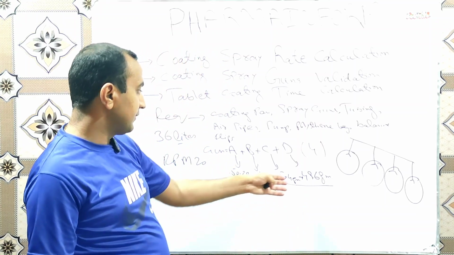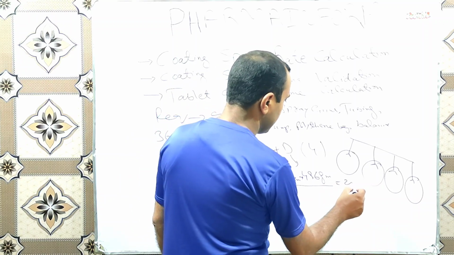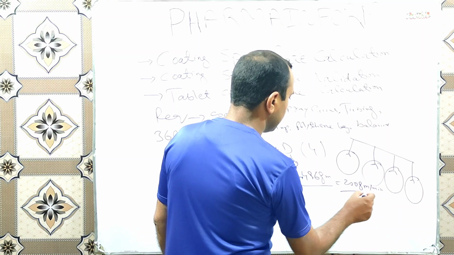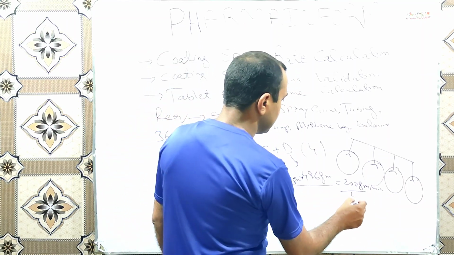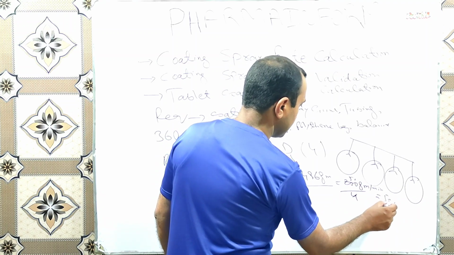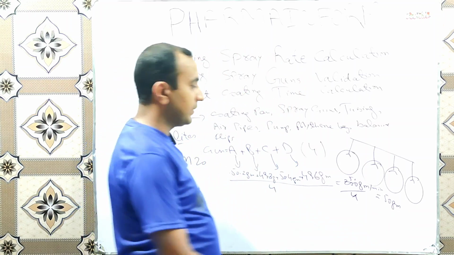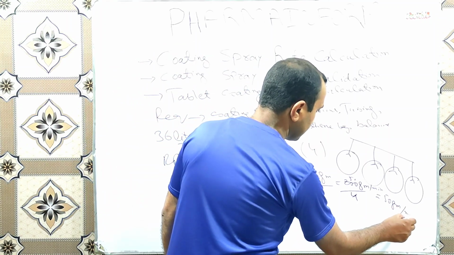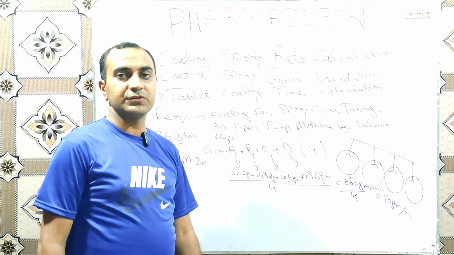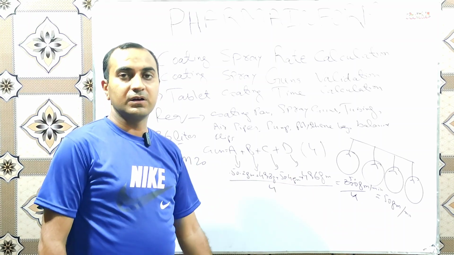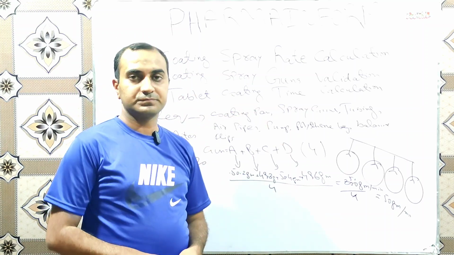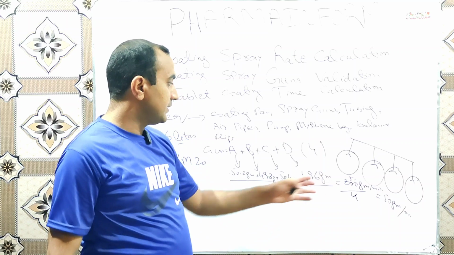By using a calculator, the sum is equal to 200 gram per minute, and by dividing it by 4, the answer will be 50 gram per minute, which is the average value of coating solution sprayed by the 4 guns. So I hope now you are familiar with how you can calculate the spray rate for each gun.